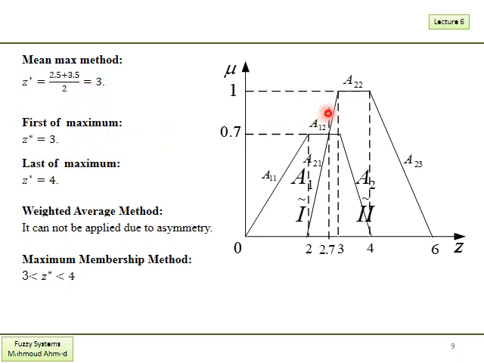First of maximum is simply here because it is at 3, and last of maximum because this is the highest values for the two membership functions. So last is at 4, so z star is equal to 4. The weighted average method cannot be applied due to asymmetry because we can't bisect these membership functions. The maximum membership function lies between 3 and 4.